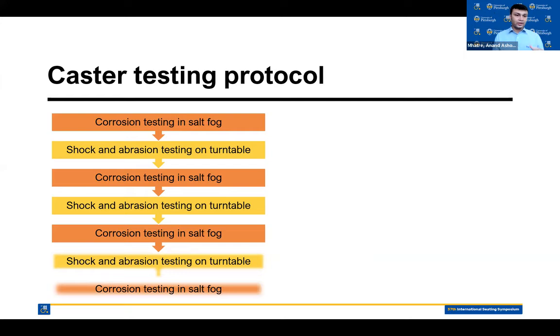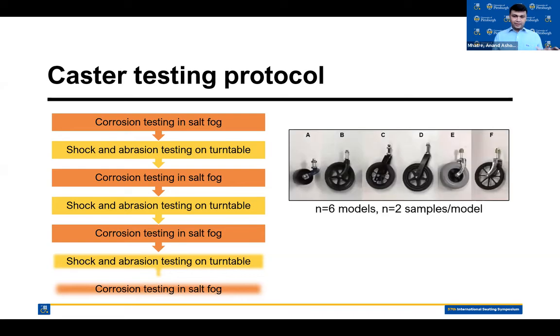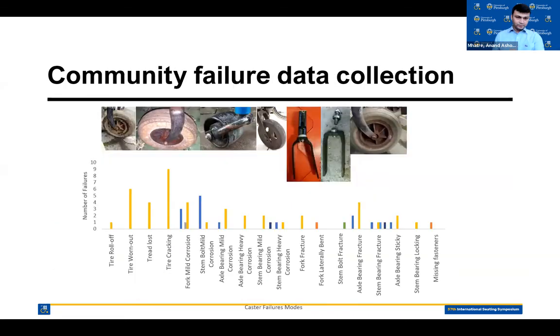Now, how did this go for casters? We first simulated corrosion in the salt fog. That was followed by shock and abrasion testing on the turntable. And so this cycle went on until the caster breaks. This is the final testing, where we had 6 caster models, 2 samples per model. While testing was going on, we collected community failure data with the CFIT tool, with the WCQ tool that I mentioned earlier. And so these are some of the caster failures that we collected for some of the casters we tested.